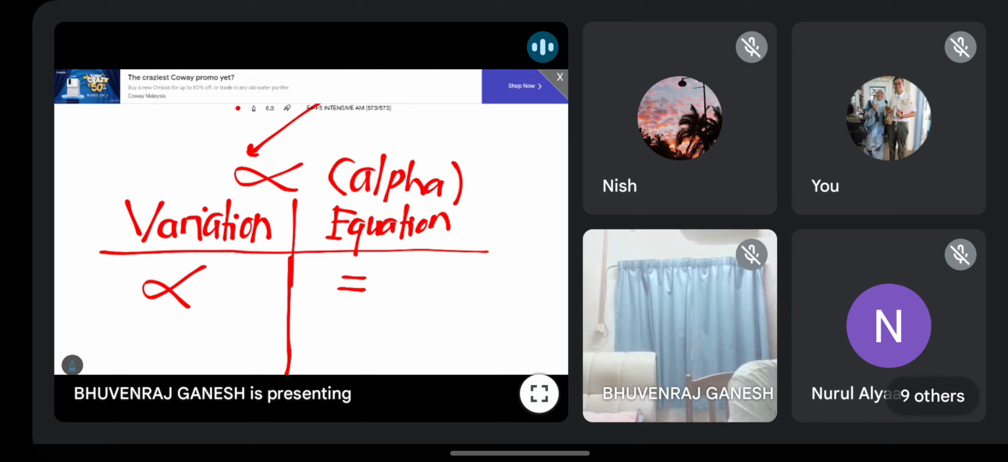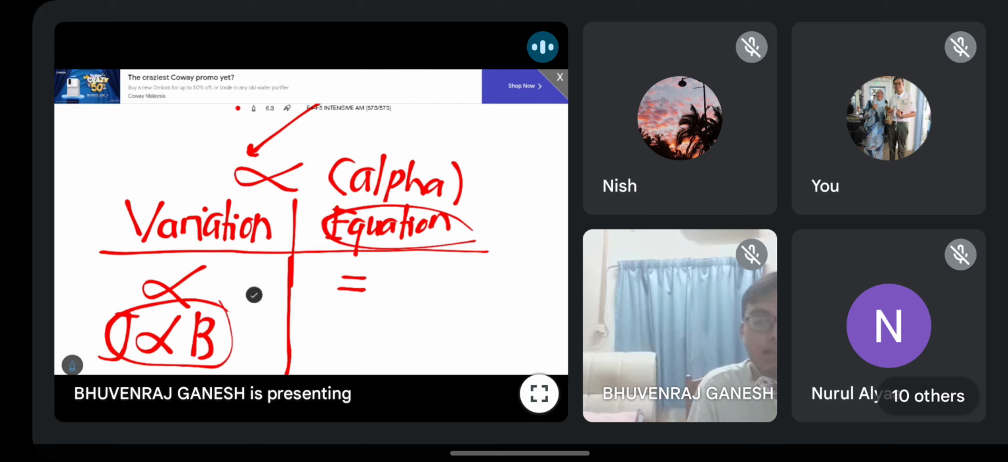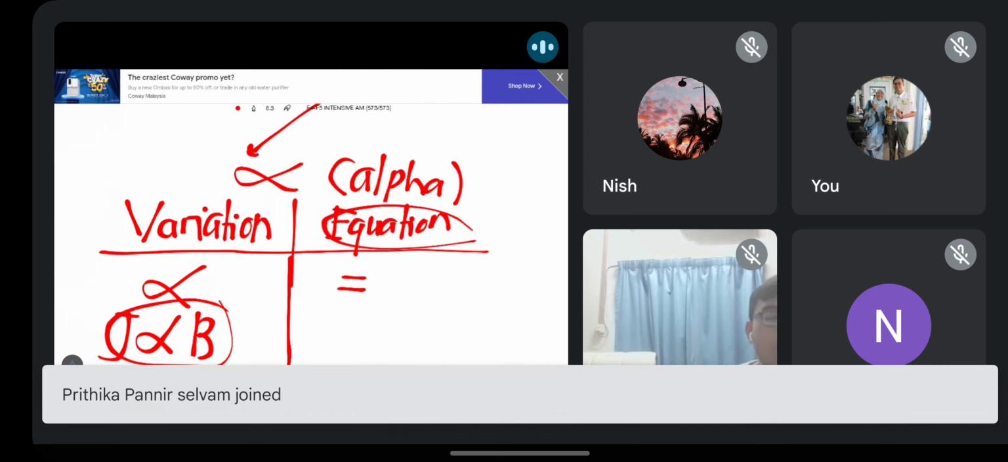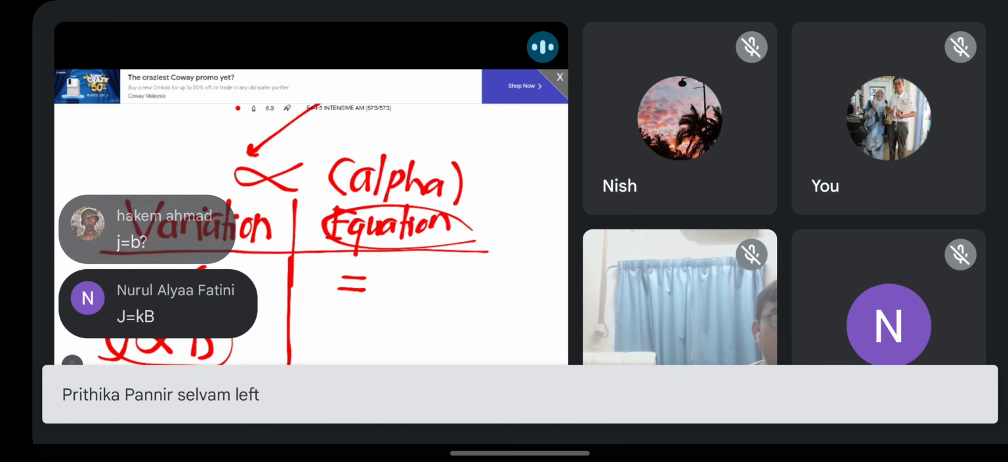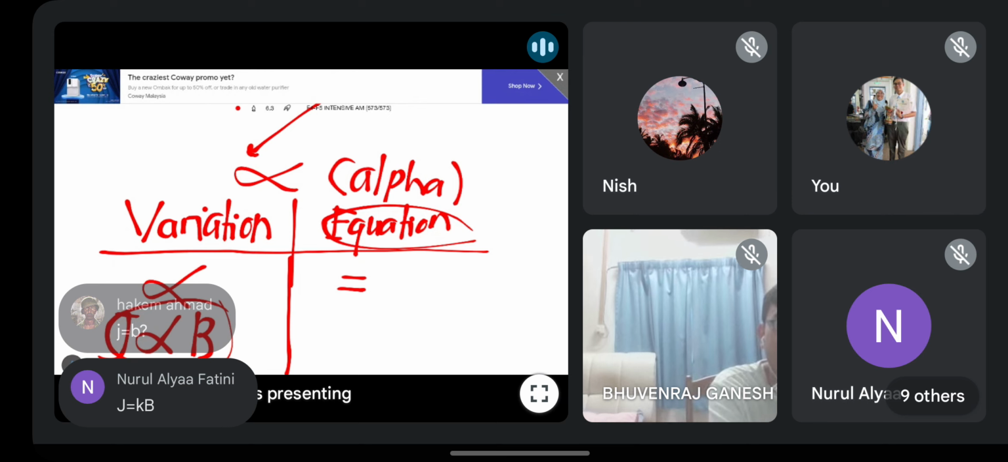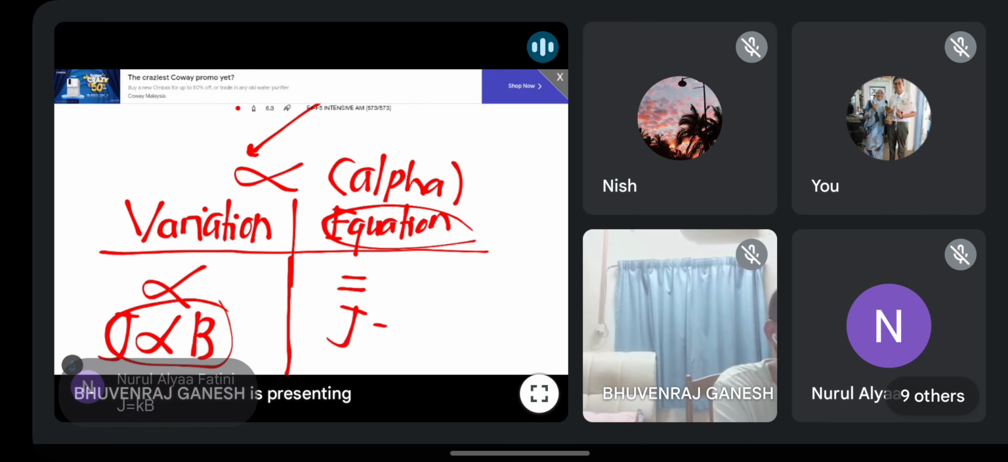Okay, so example, let's say variation saya ada bentuk macam ni. J berkadar langsung dengan B. J varies directly as B. So guys, if equation, macam mana saya nak tulis yang ni dalam bentuk persamaan? Can you all tell me? How should I write equation? What will it look like? Macam mana dia nampak? Can you all type out? Ya, J sama dengan KB.